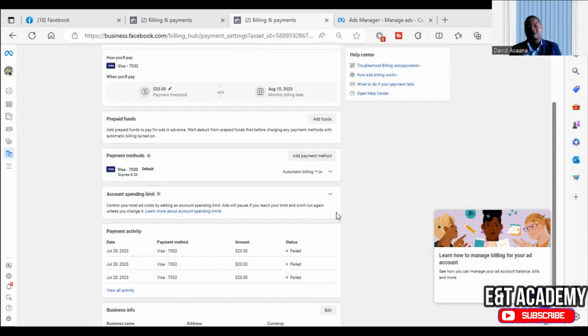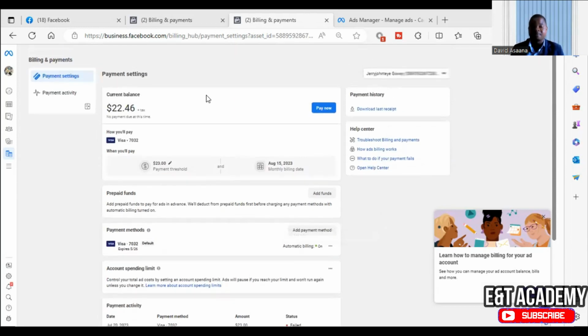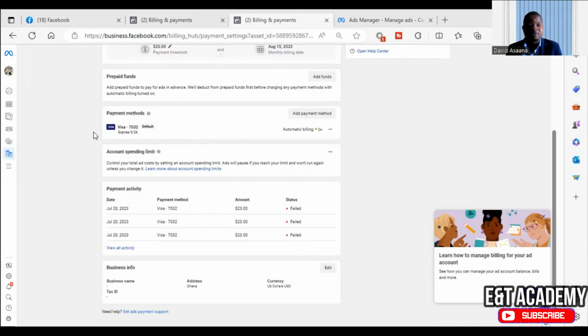So make sure you have at least twice the amount they are trying to charge, so that even in case of higher exchange rate fees, you will still be able to meet the temporary hold they are trying to place, and your temporary hold will be approved. So that is the main thing: check the amount and make sure you have enough money in your account. Then the second one I said is that if you have any account spending limit, remove it.